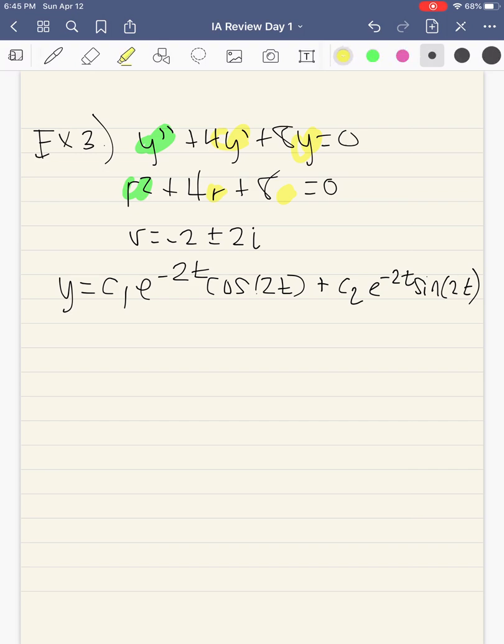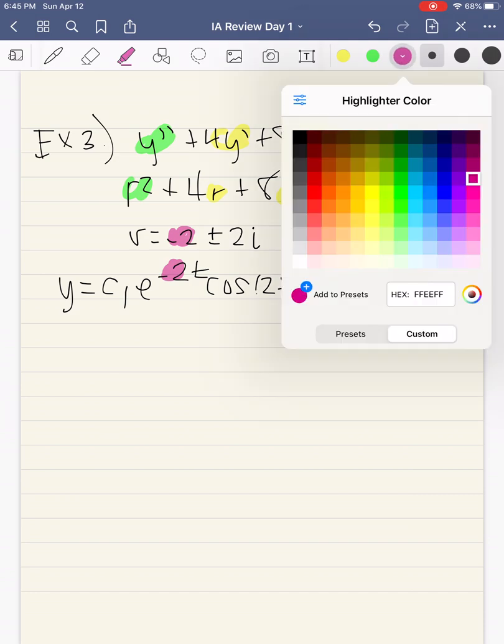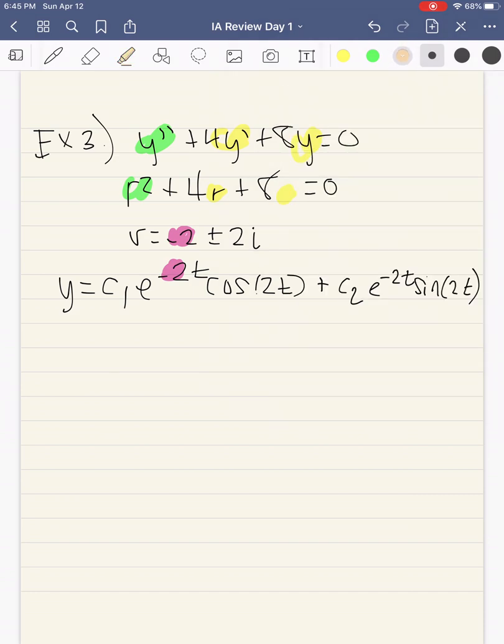So again, this term here is what's going to go in the exponents. This term here, whatever's attached to the i, that's what's going to go inside our angle measure. So that's where our solution comes from.